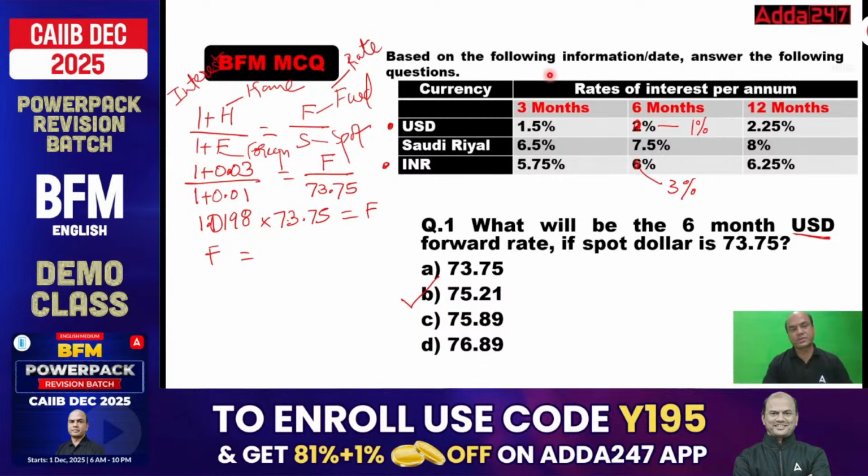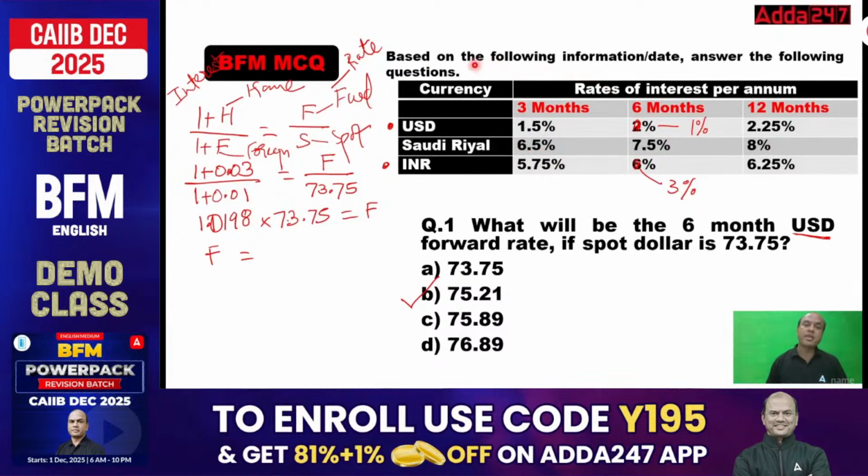So let's start. First one. Now, see this. This numerical was there in your June 2025 paper. This last paper, this numerical was asked. Pay attention, everyone. Quite simple, but if you pay attention.